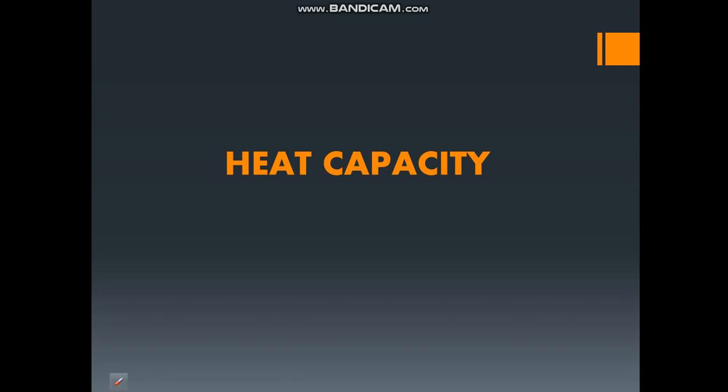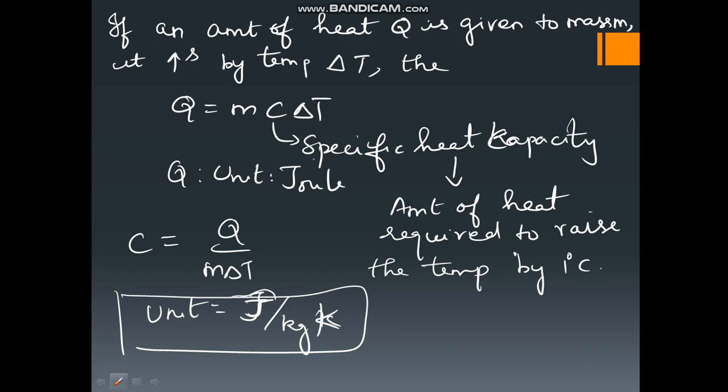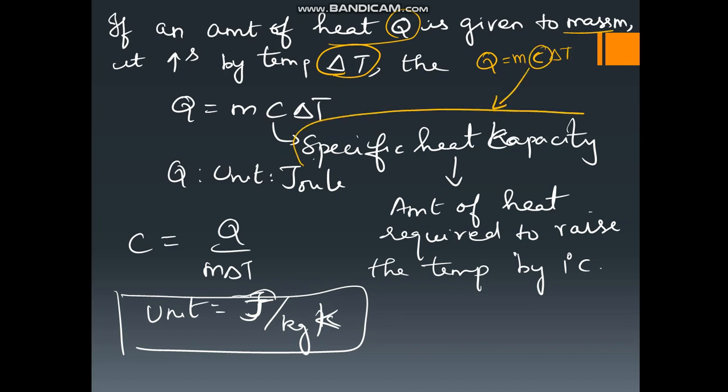In this video, we will see the concept of heat capacity. So, if you are giving an amount of heat Q to a mass M so that its temperature increases by delta T, then the amount of heat given Q is equal to mass into C into delta T, where C is known as the specific heat capacity.